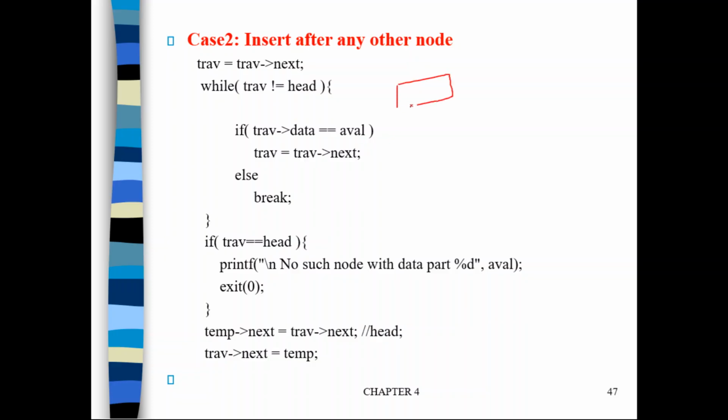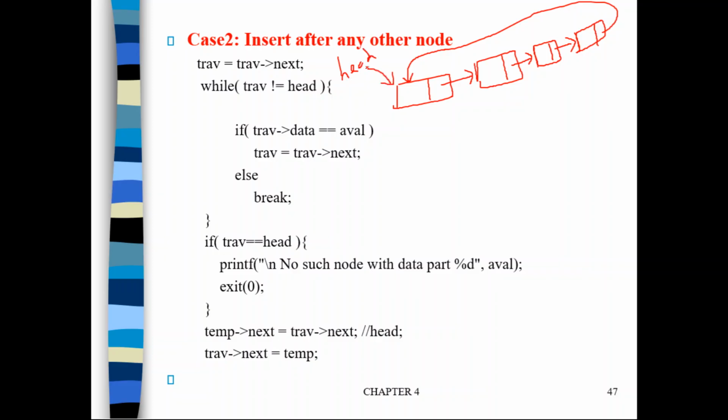Assume we want to add somewhere else. Say the list already contains three or four nodes, and I want to add after the third node. So this is the third node. After the third node there is already a fourth node, and the fourth node's next is pointing to the first node. All other parameters are the same. Head is pointing to the first node.